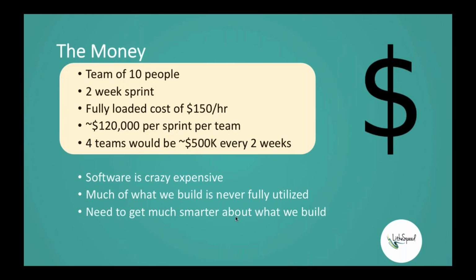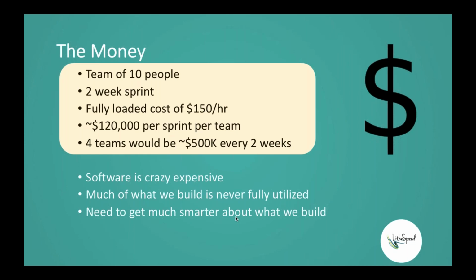So let's talk about the money here, because the economics are extremely important. Let's just say that I've got a team of 10 people and they're working on a 2-week sprint. That's 80 hours. And maybe they have a fully loaded cost of $150 per hour per person. You know, that may not be the actual salaries of people, but after you put in all the vacation time and sick time and equipment and real estate and holidays and overhead and all the other benefits and things that it takes to run the organization, maybe that's the fully loaded cost.